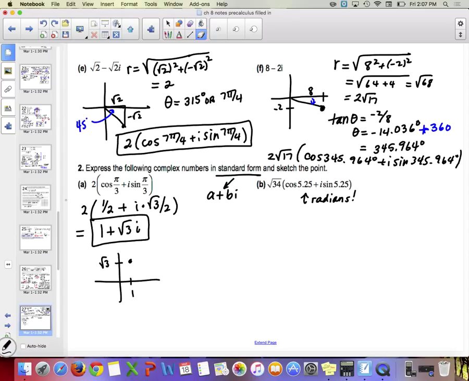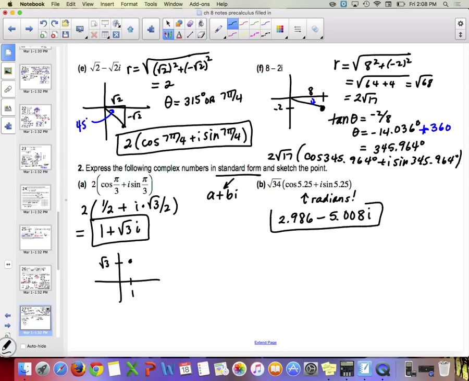So we're going to go ahead and find root 34 times cosine of 5.25 in radian mode. So I get 2.986. And I'm going to do plus root 34 times sine of 5.25. And that's going to be a negative number, so maybe I'll get rid of that plus and write minus 5.008i. Do you guys understand that? So I would be changing it into the other form. So you're really just multiplying it in. That's it. Think you can handle that?